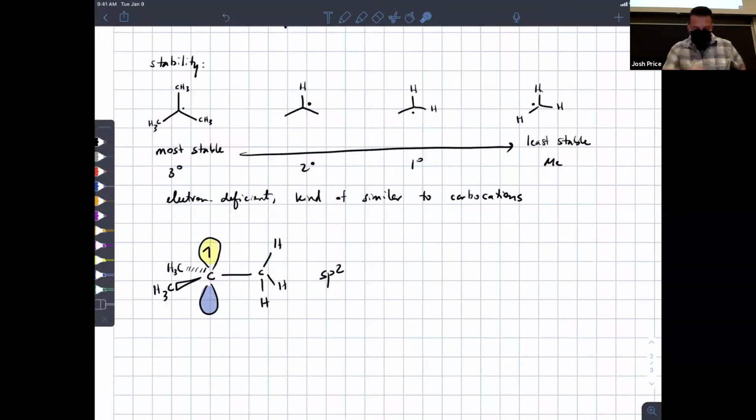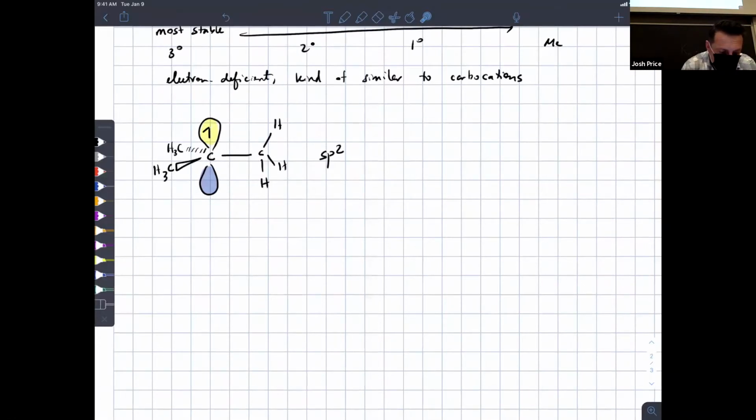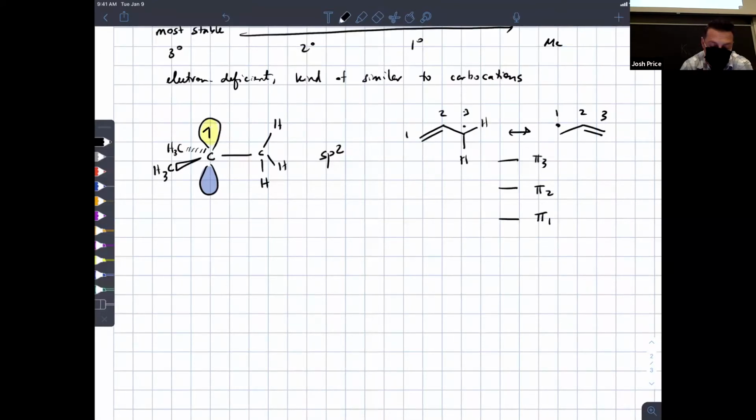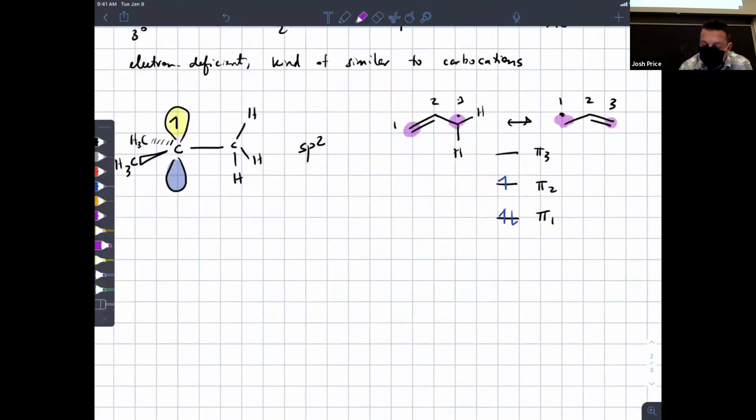Resonance can stabilize radicals. The classic example of this is an allyl radical in which the unpaired electron is shared between carbons 1 and 3. I don't know if you remember, at the beginning of the semester, we talked about pi systems and the three pi orbitals of the allyl system, pi 1, pi 2, and pi 3. The unpaired electron is in the pi 2 orbital that's only on carbons 1 and 3, but never on carbon 2. Is that looking vaguely familiar? I'm not drawing everything out, but that's the idea. Okay.